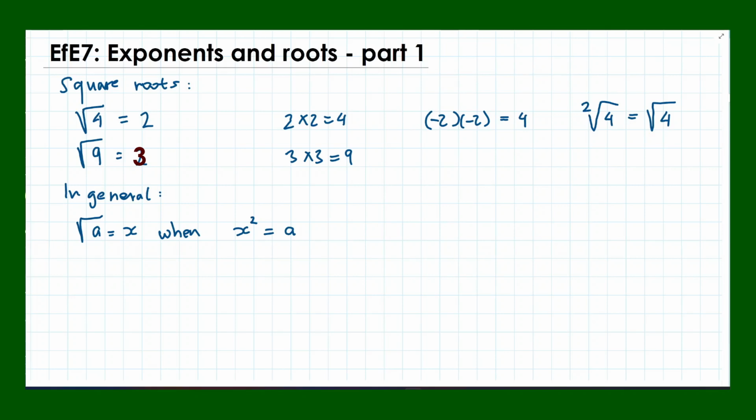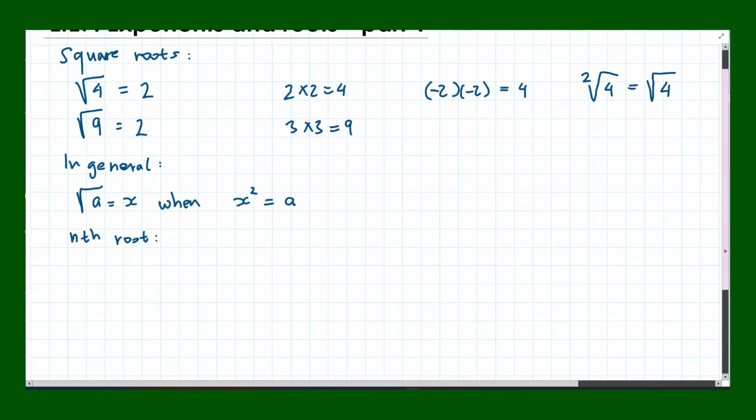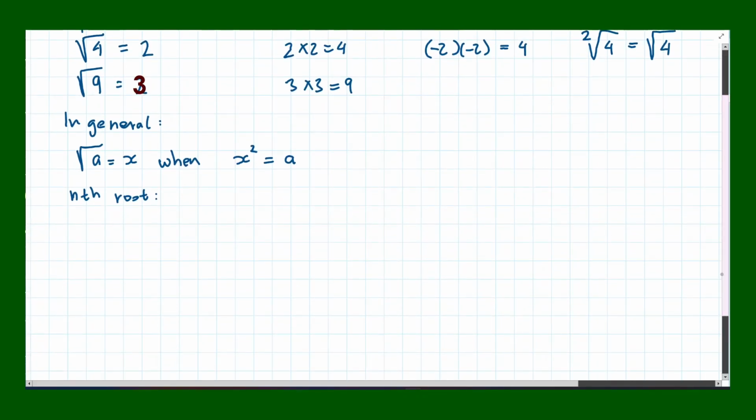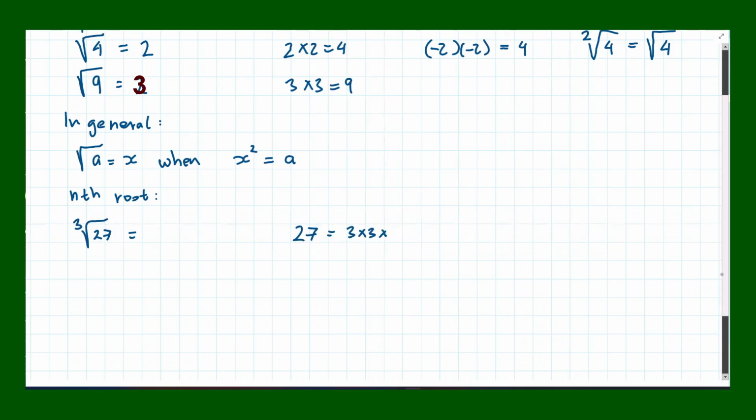Now let's up our game and let's talk about the nth root. And I'm going to make a bit more space. So what could be the nth root? Well, we can talk about the cube root of 27. Well, with the square root, we're talking about numbers multiplied by itself twice to yield the number under the root. With the cube root, we're just going to extend that to numbers multiplied by itself 3 times to yield the number under the root. So 27, what could that be? Well, we know that 3 times 3 times 3 makes 27. So that's going to be our cube root of 27.